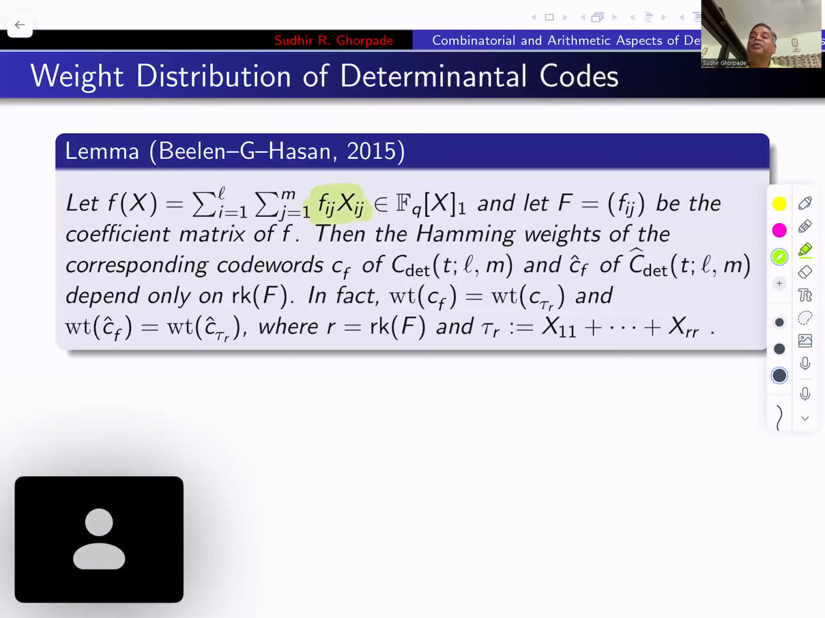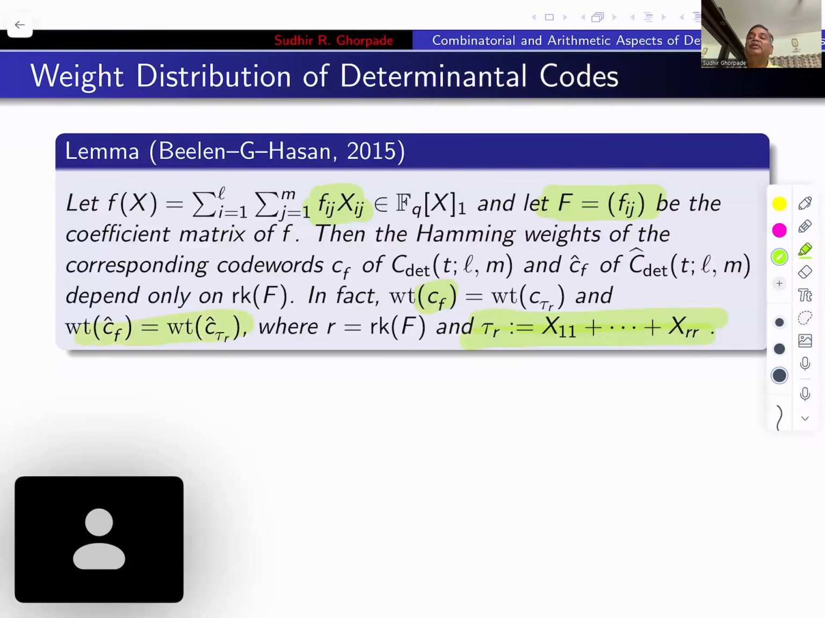So the coefficients Fij, i running from 1 to L, j running from 1 to M, will form a matrix. It turns out that for the code word corresponding to that hyperplane, the weight really depends on the rank of F. If the rank of this matrix F is R, then the weight is the weight of the code word corresponding to what I call the partial trace, the sum of the first R diagonal entries. And so those are the weights.